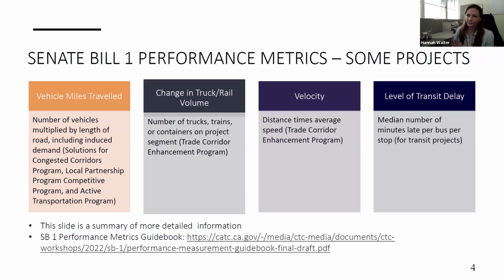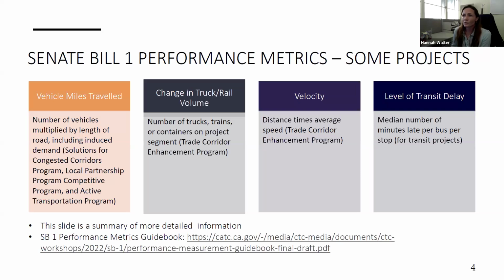But the calculation around how much demand may be induced by increasing capacity and such is supposed to be included in this metric. So what the guidebook says about induced demand for the vehicle miles traveled metric is that you need to include the induced demand in the with project number. So it's part of this calculation for SB1.